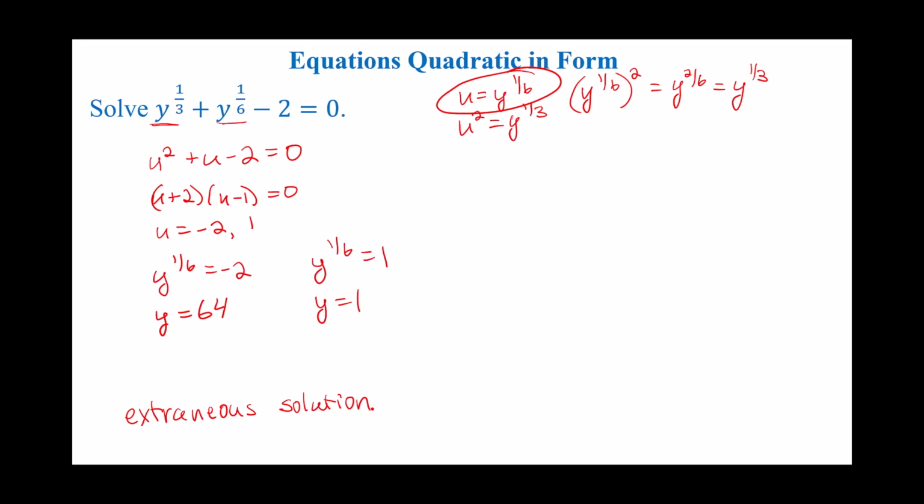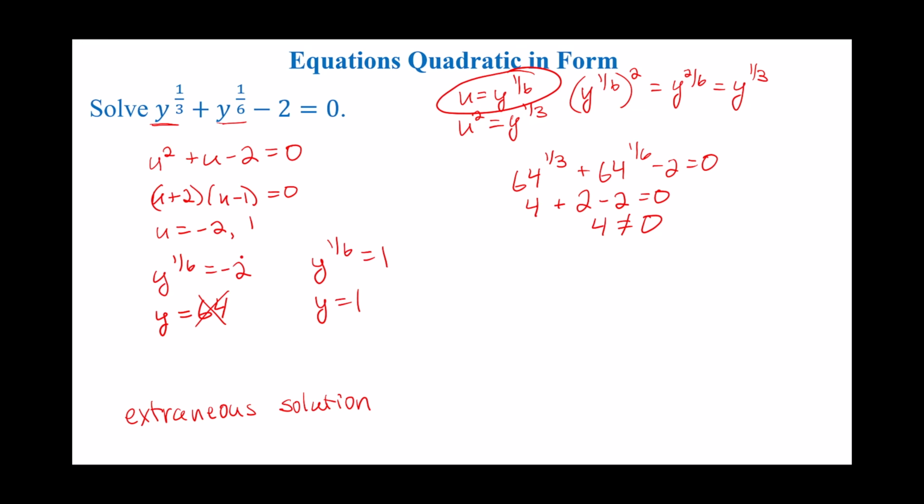So let's check both of our answers. 64 to the 1/3 power plus 64 to the 1/6 power minus 2 equals 0. The 1/3 power means the cube root, and the cube root of 64 is 4, and the 6th root of 64 is 2. So I have 4 plus 2 minus 2 is 0, but 4 does not equal 0. So 64 is not a solution to this equation.